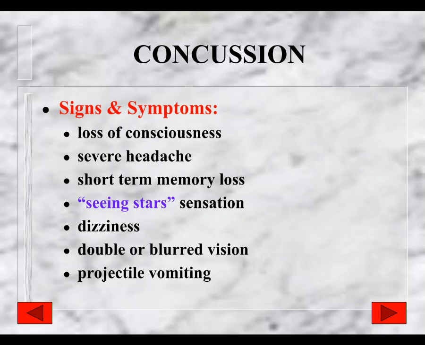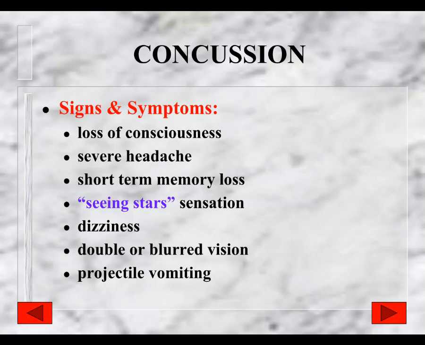Symptoms of a concussion, generally, not always, but sometimes they have a loss of consciousness. Most of the time they do have a severe headache. They won't remember how they got hurt, or they won't remember anything right after when they get to the emergency room. They'll see sparks, or they'll say they see stars or black spots in their vision. Generally, they're very dizzy when they try to get up, especially the first time. They may stumble and fall back down.